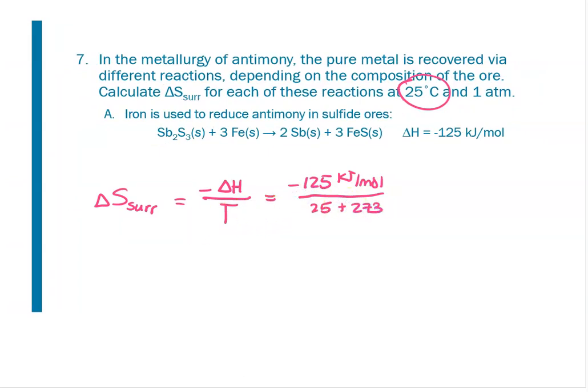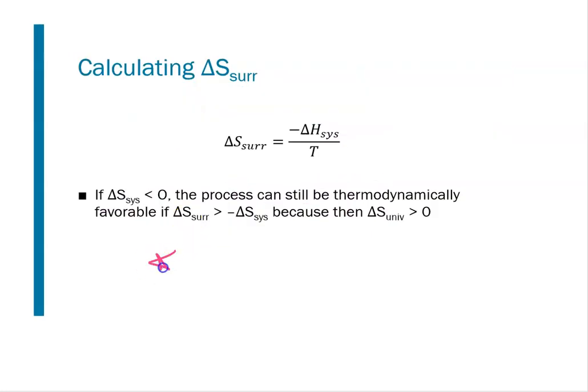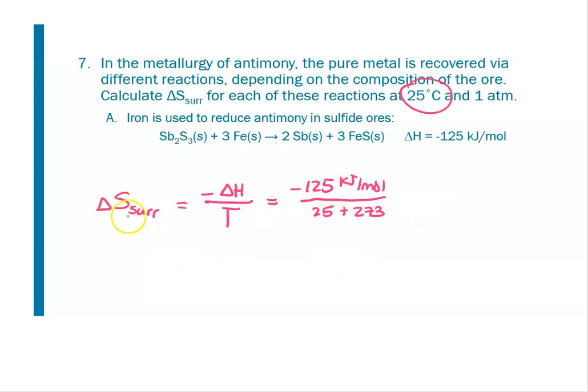I should have mentioned that previously. T must be in Kelvin. All right, so delta S is measured in joules, not kilojoules. So delta H is in kilojoules. So the tricky part about this is just making sure that you convert the kilojoules into joules.